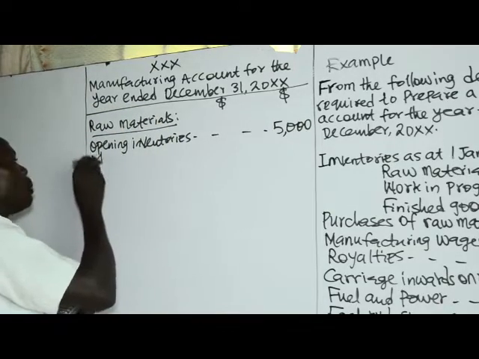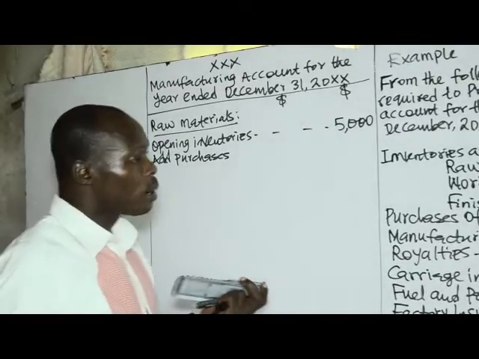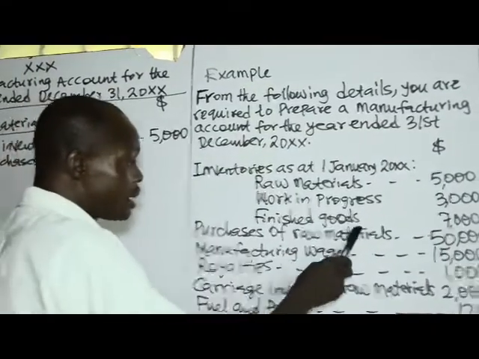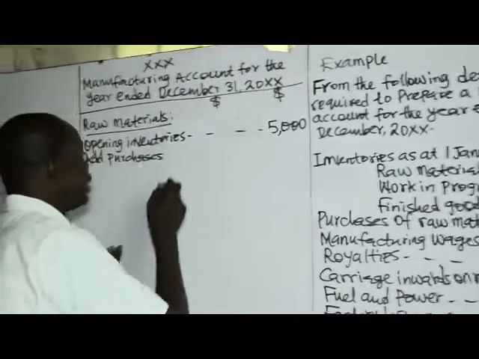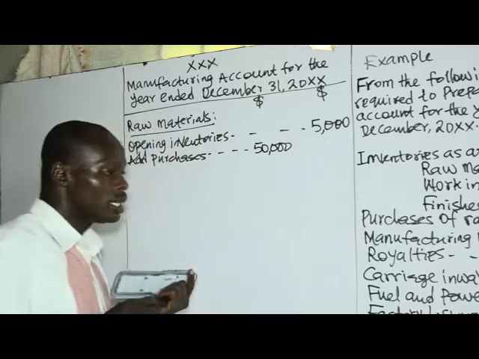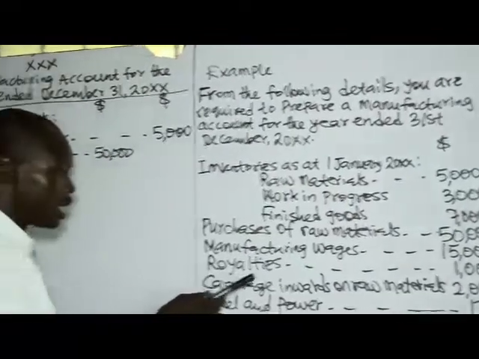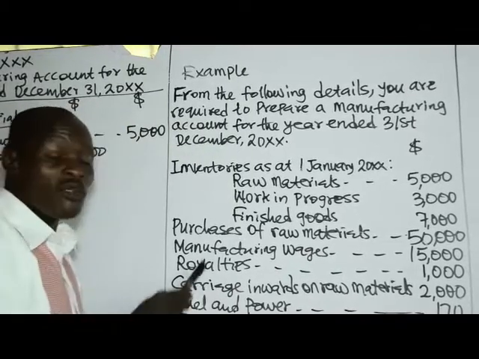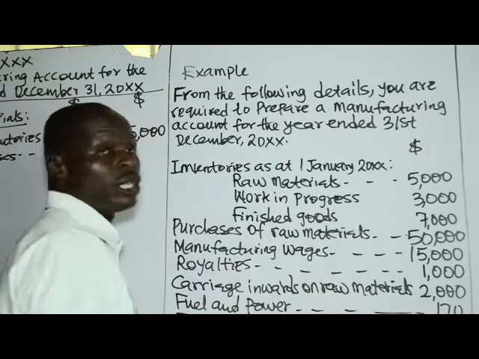Then we add purchases of raw materials. Back to the question. You have the purchases of raw materials and that amounted to $50,000. Then after purchases, you have manufacturing wages, royalties, carriage inwards on raw materials. I've told you that another word for carriage inwards is carriage on purchase, and the carriage inwards should be added to the purchases.